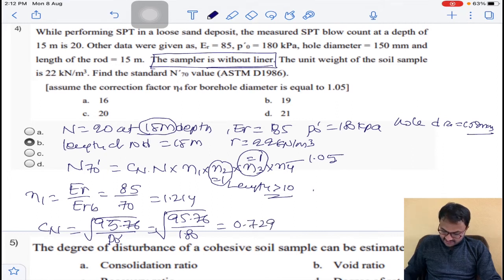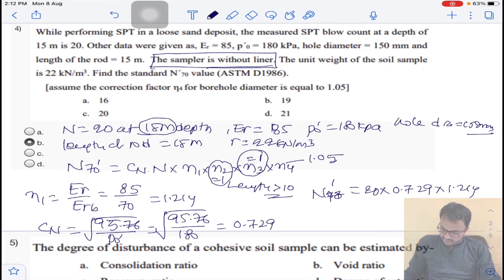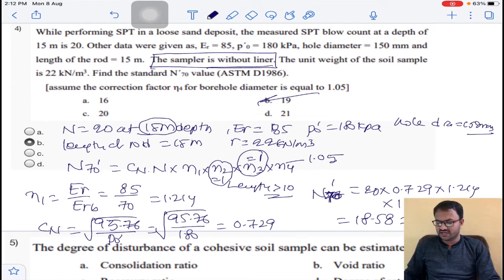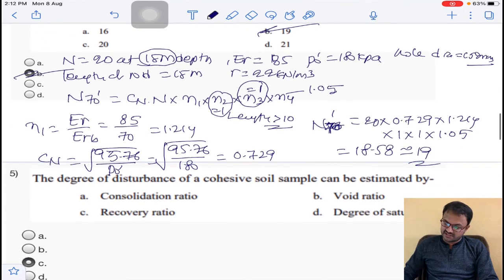So now N70 dash is equal to, first of all, the N value that we observed is 20, and Cn is 0.729, eta 1 is 1.214, eta 2 is 1, eta 3 is 1, and eta 4 is equal to 1.05. So you will get N70 dash is equal to 18.58, okay, approximately 19. So this is a somewhat lengthy question; otherwise, if he had given all the eta values as approximately equal to 1, the problem would be simpler. So the answer for the fourth question is B.